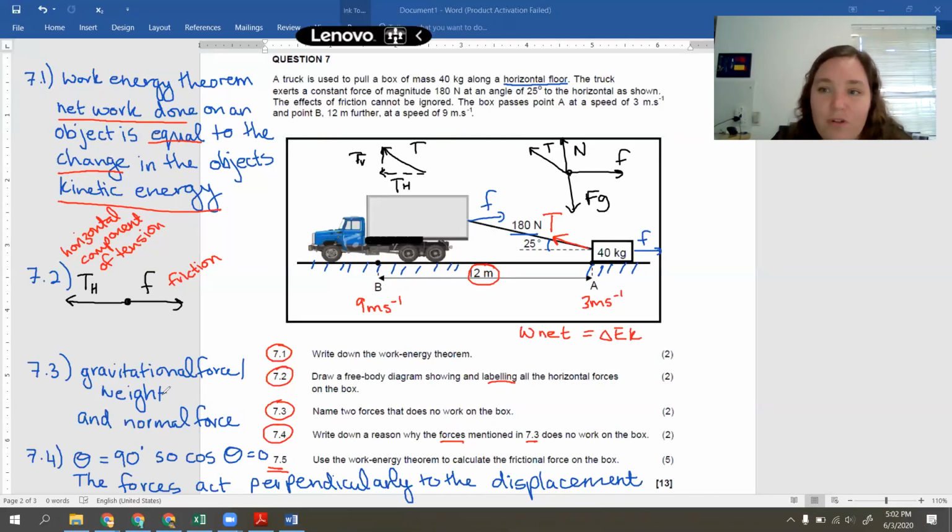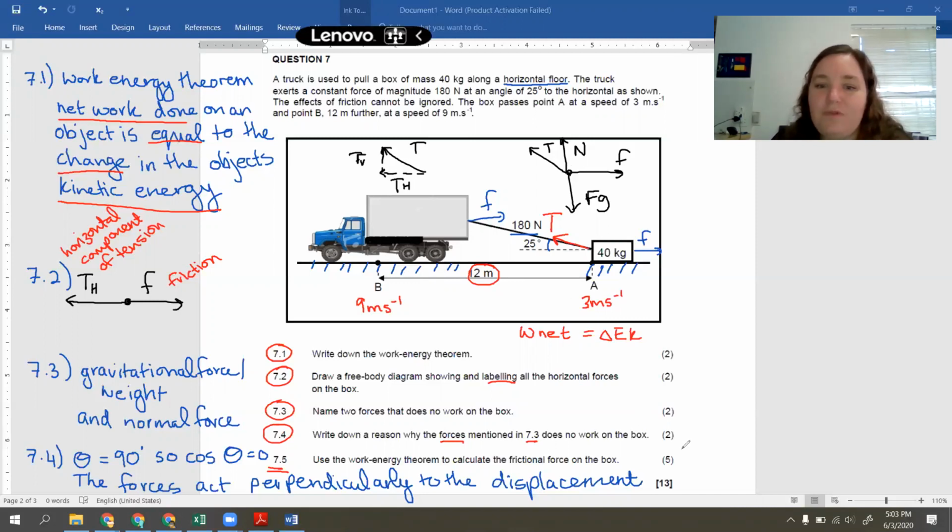Please be very careful. Gravity is not a force. Gravity is a concept. All right, so I don't mind you saying gravitational force or weight, but I wouldn't say gravity on its own. They're going to fuss about that and not mark it. And then the second force that does no work is the normal force, which acts straight up.